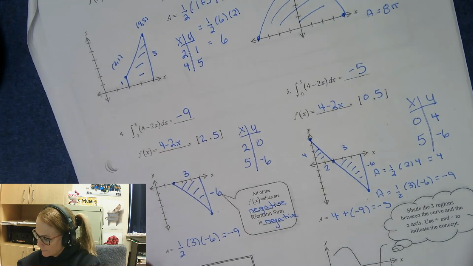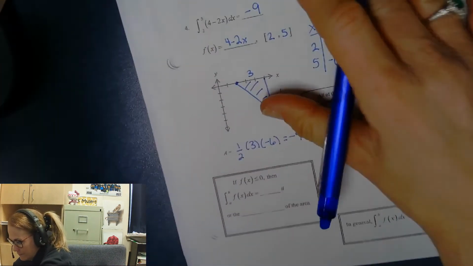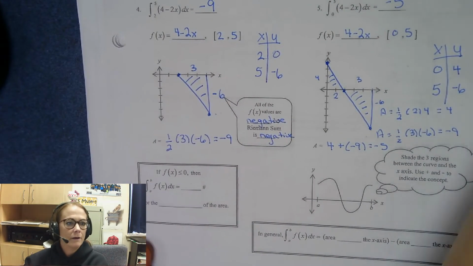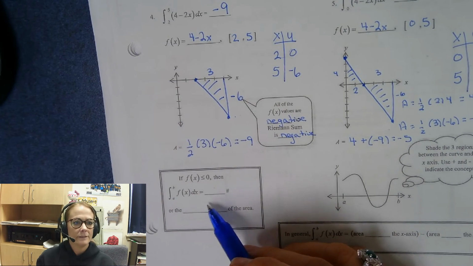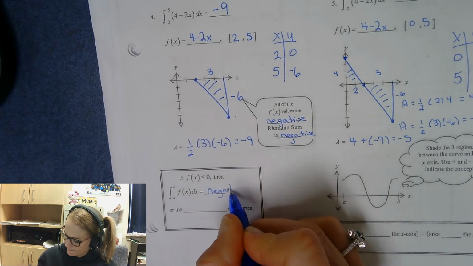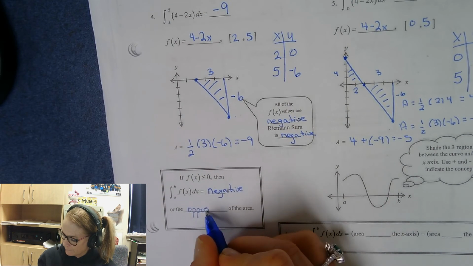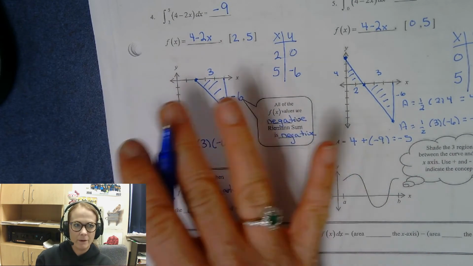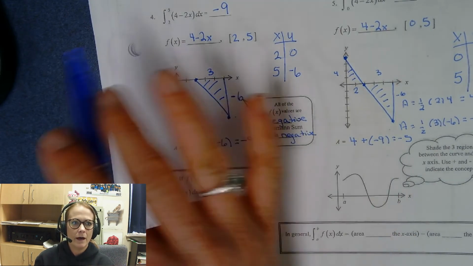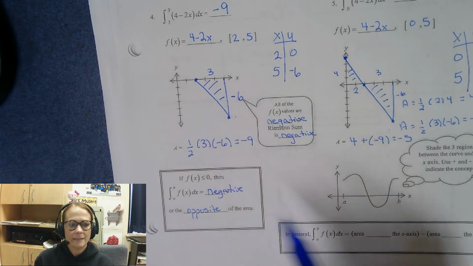Okay, so here we are in calculus doing geometry. It's a beautiful thing. Okay, and so here we go, a couple of things here. So if f of x is below 0, then the integral, the definite integral, is negative. Or kind of the opposite of the area, the absolute value of the area. If you just continue this triangle, not on a coordinate plane, just this triangle area would be 9, and then if it's below the x-axis, it's negative 9.